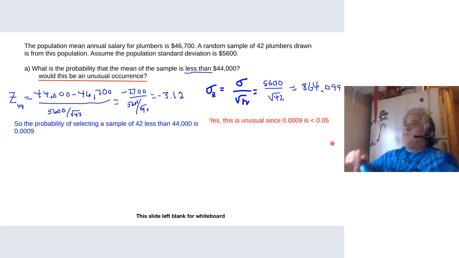And just be on the lookout. Now, if you were asked for just a normal individual, just one individual and not a sample, then you're going to have a smaller Z value, because it's going to have just 5,600 down there. All right, let's look at B.